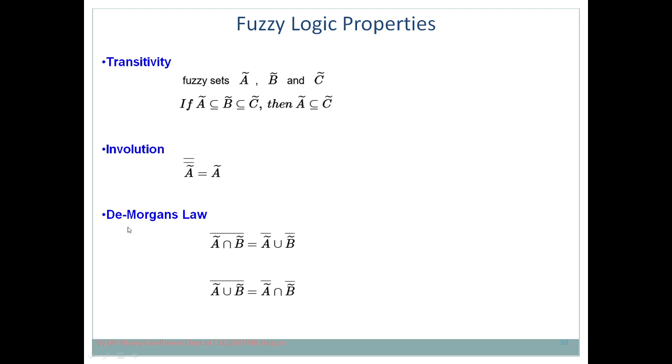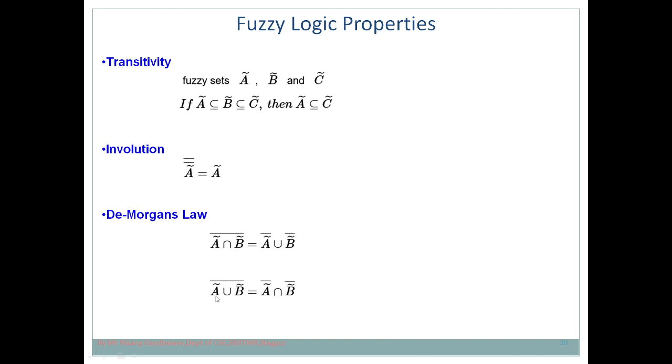Last property of fuzzy logic is De Morgan's law. It satisfies the De Morgan's law as well. Fuzzy set A intersection fuzzy set B all complement, so here this can be changed, and this is equivalent to fuzzy set A union fuzzy set B. So this complement operation applied individually, then that intersection is converted to union.